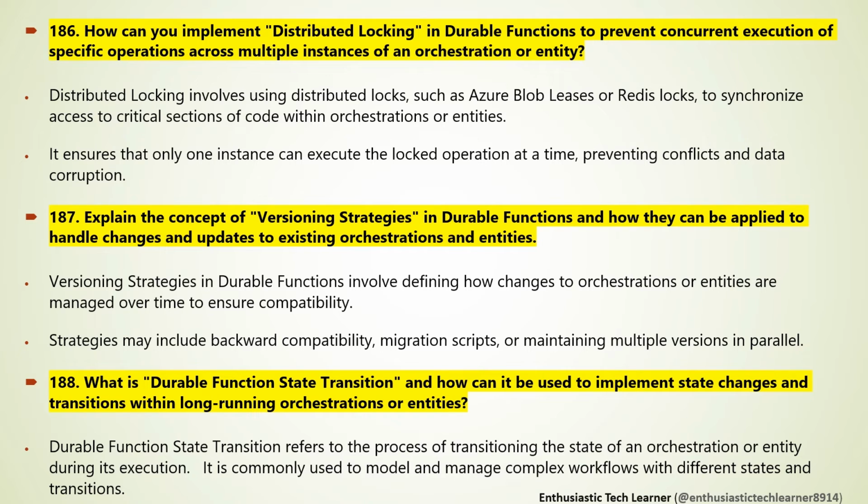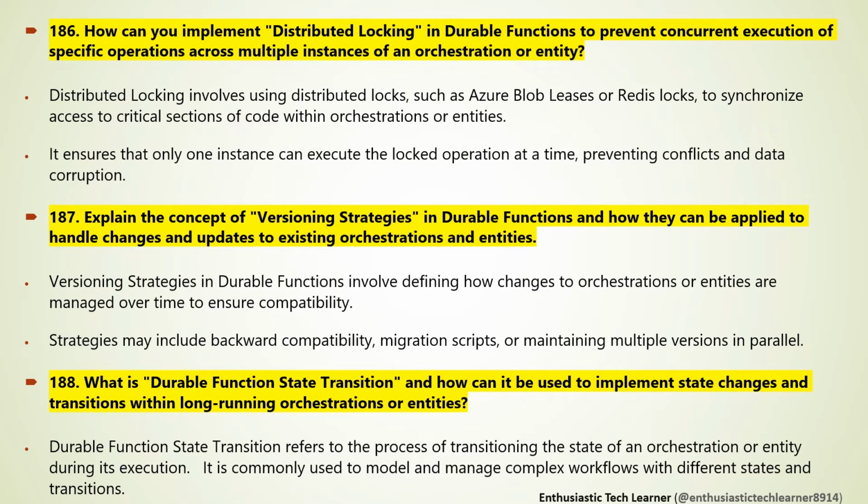How can you implement distributed locking in durable functions to prevent concurrent execution of specific operations across multiple instances of an orchestration or entity? Distributed locking involves using distributed locks, such as Azure Blob leases or Redis locks, to synchronize access to critical sections of code within orchestrations or entities. It ensures that only one instance can execute the locked operation at a time, preventing conflicts and data corruption.